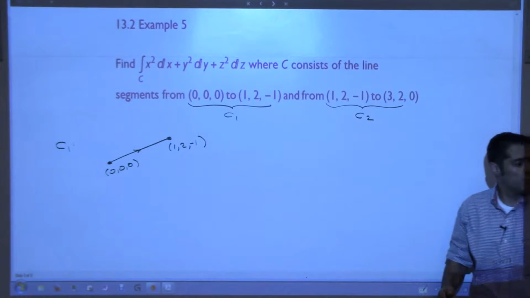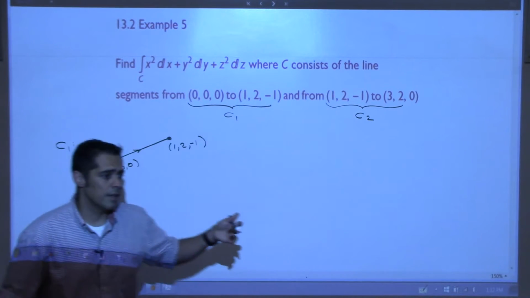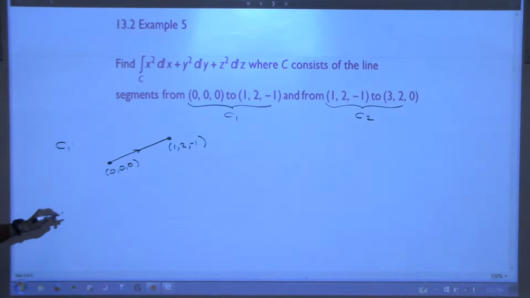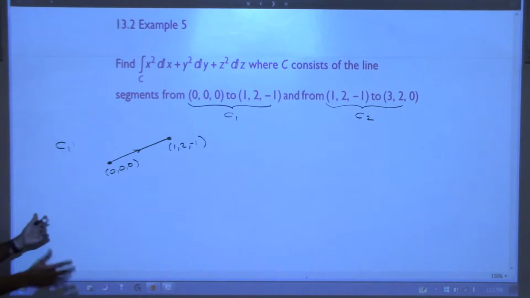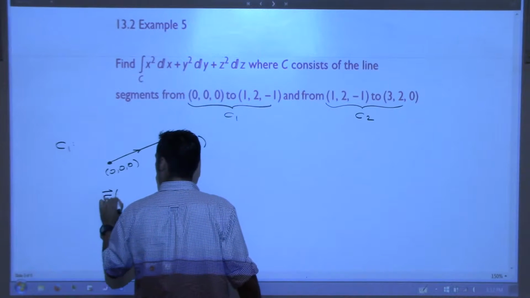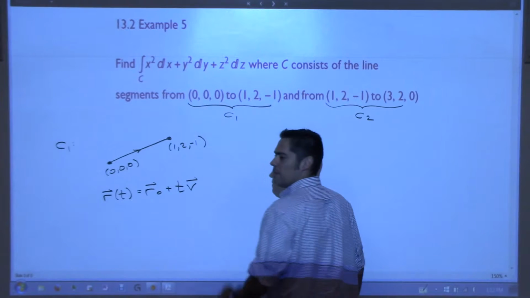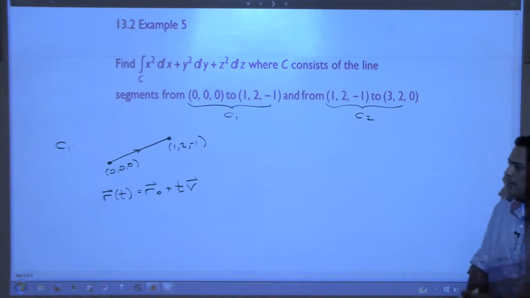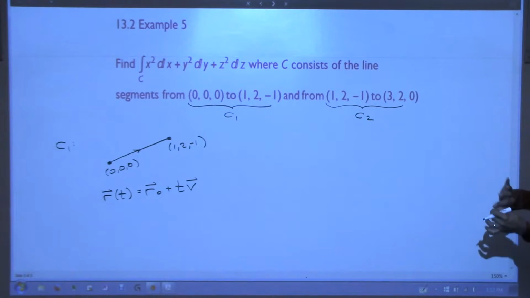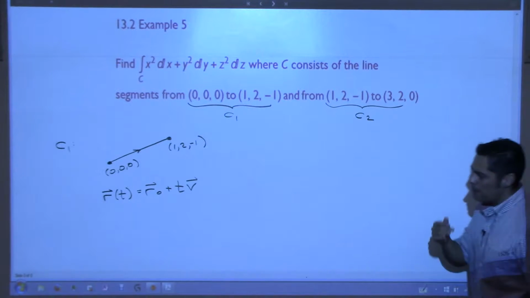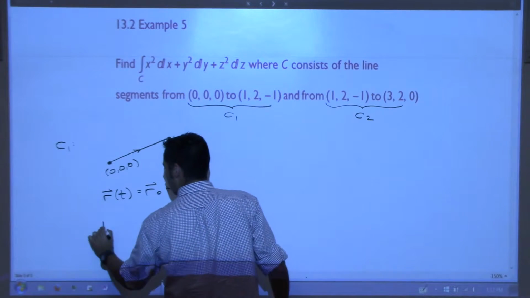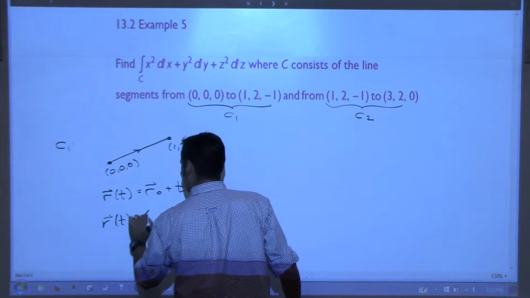So what vector equation are you going to use? How do you find the direction vector? This is a line segment, so we've done this before. It's just now you're in 3D. We're still going to use r(t) = r naught + tv. I should be able to draw that line if I put everything in the right way. So what's r naught going to be here? 0, 0, 0, that's where I'm starting.